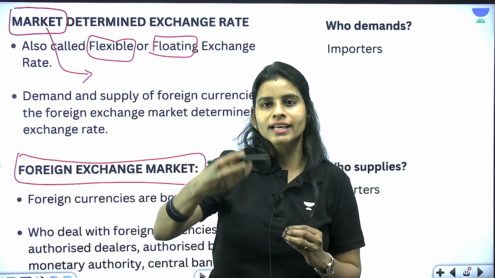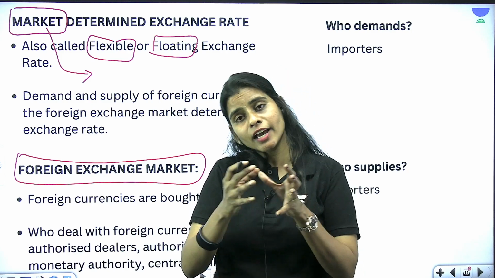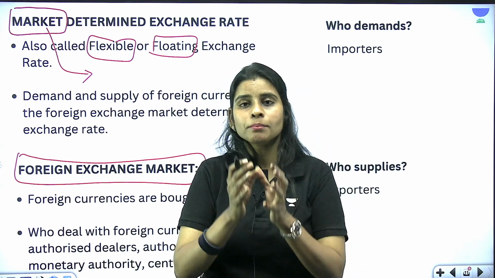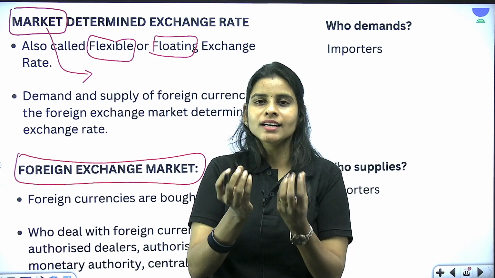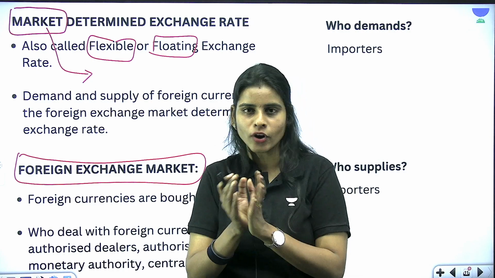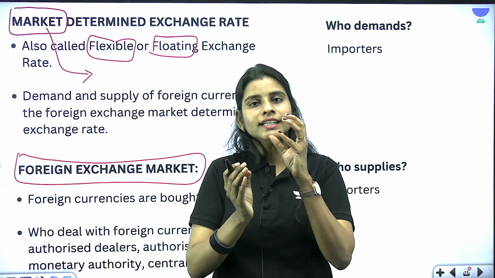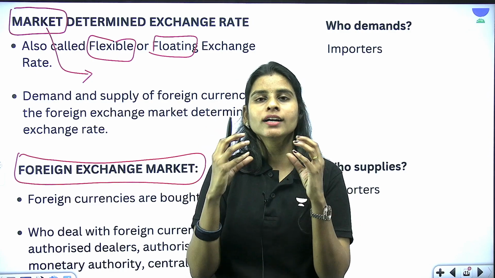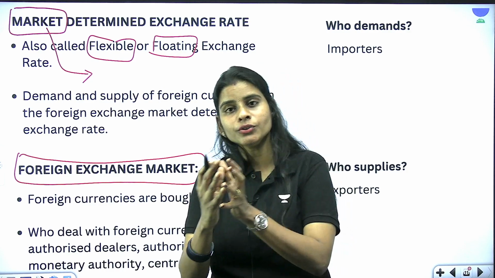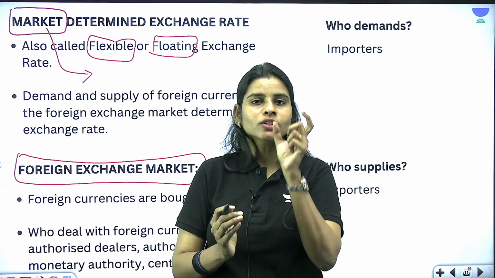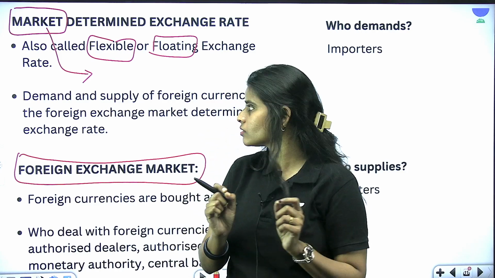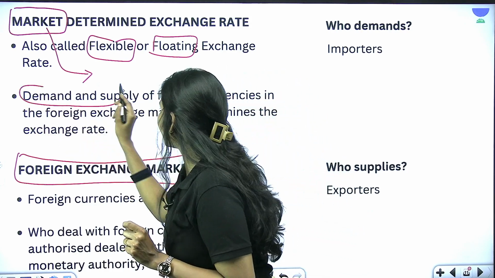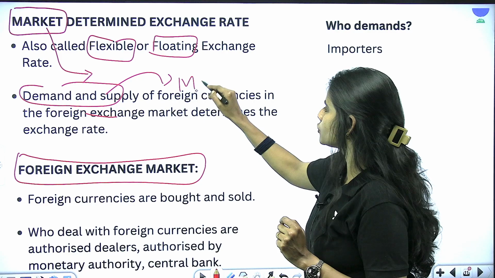For what? You are exchanging your money. So in case of foreign exchange market, the market is actually exchanging foreign currencies, right? That is called a foreign exchange market. Here, the demand and supply of foreign currencies are going to determine the exchange rate. So this demand and supply are called as what? Market forces. Okay, so demand and supply are called market forces.